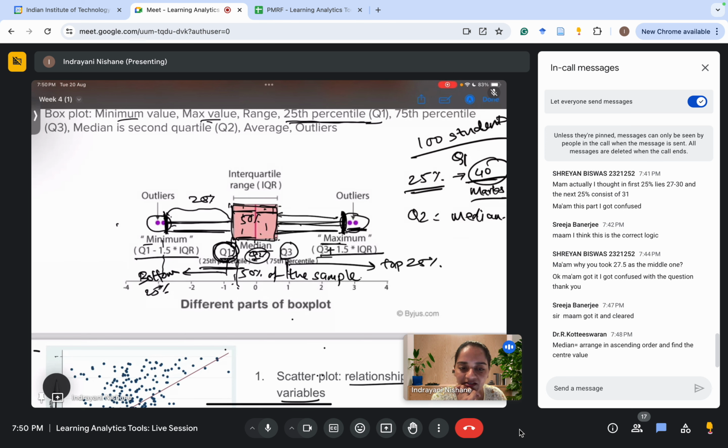Ria, anything else you want to clarify? No. Okay, so I have mentioned the minimum and maximum formula in the diagram itself.